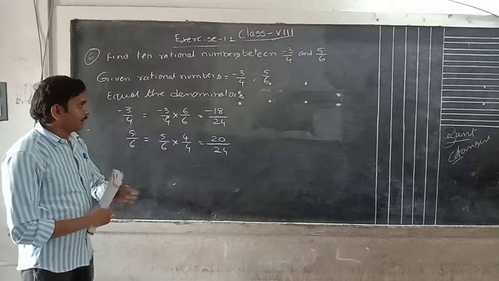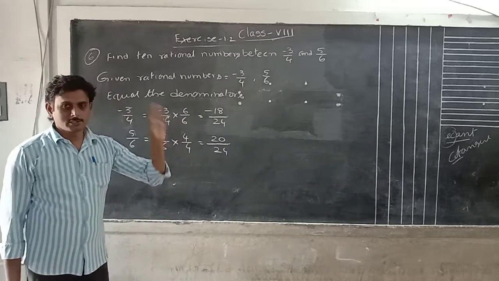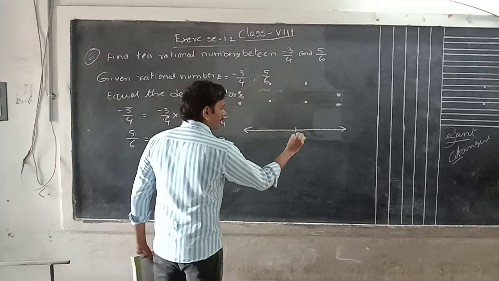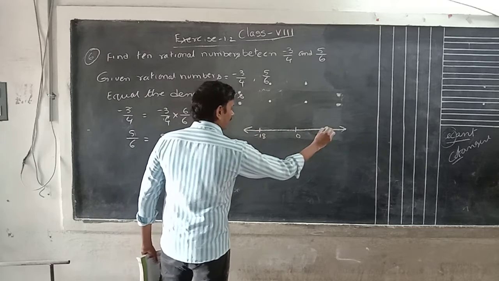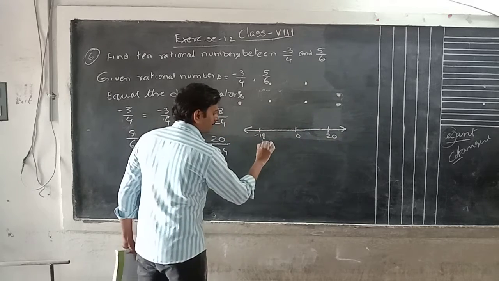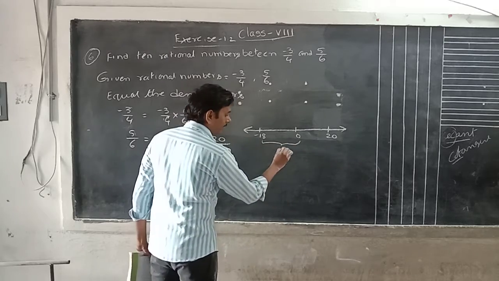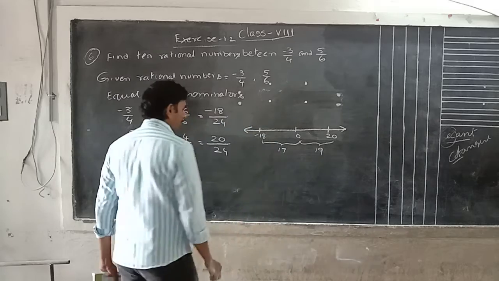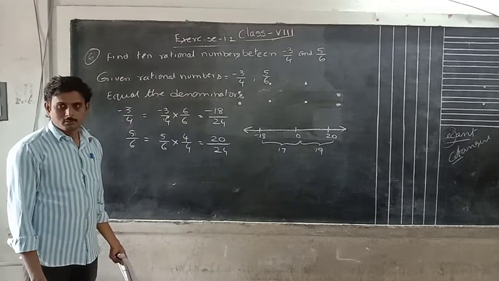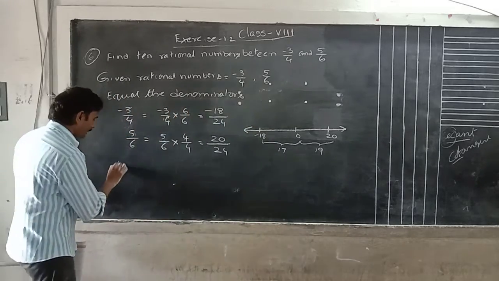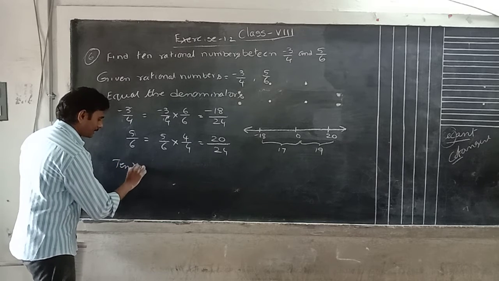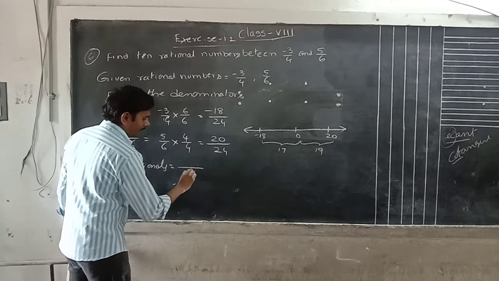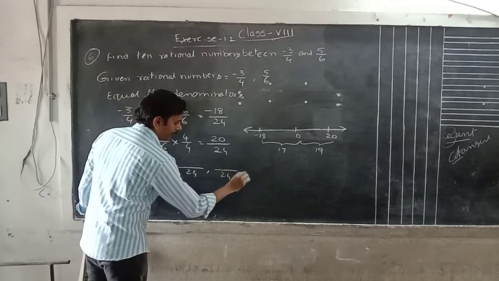Between these two, do we have 10 numbers or not? First check. Minus 18, 0 here, up to 20 there. How many numbers are there up to here? 17, nearly 70 numbers are there. Up to here how many? Nearly 90 numbers are there. That means 10 numbers are possible. Those 10 rational numbers, each with denominator 24, we have to write.